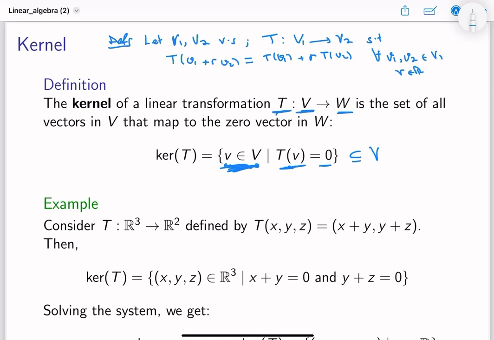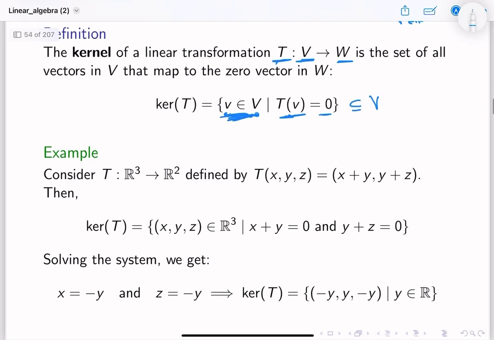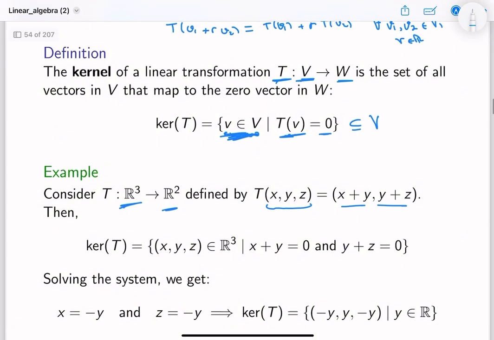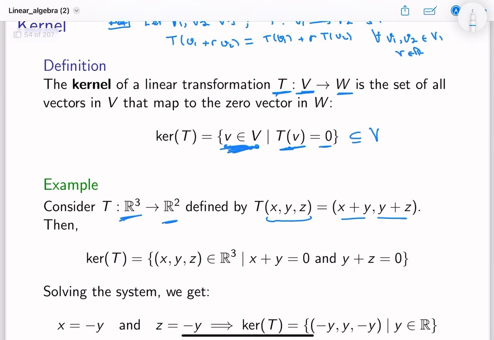Alright, so let's take an example here. Consider the linear transformation from R3 to R2 that takes a tuple of size 3, a vector x, y, z, and takes it to x plus y, y plus z. Now, proving that this is a linear transformation is an easy thing to do, and I'm gonna leave it to you as an exercise to check this.